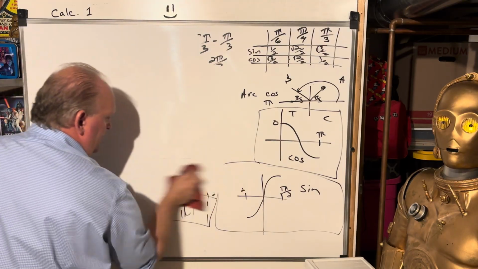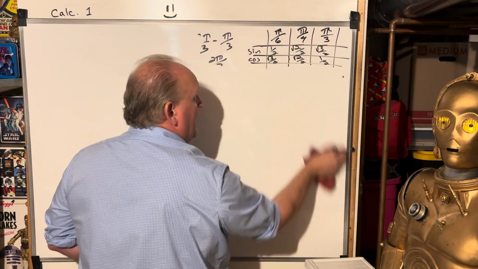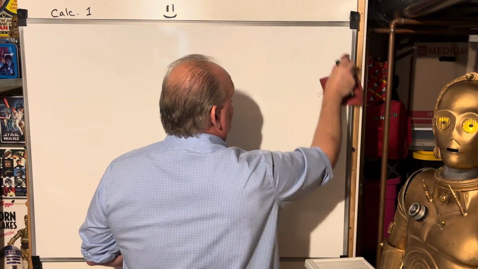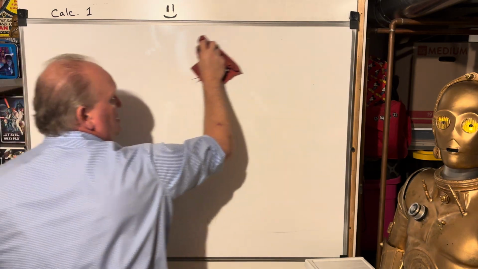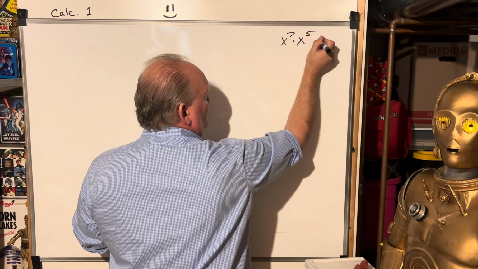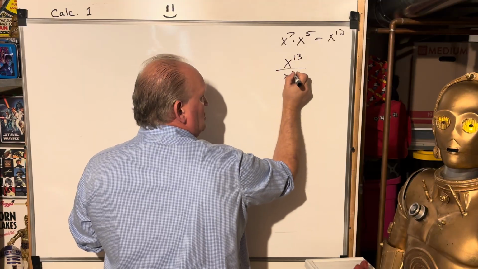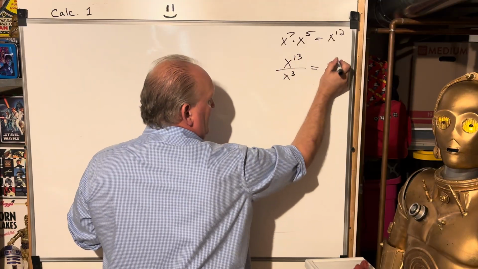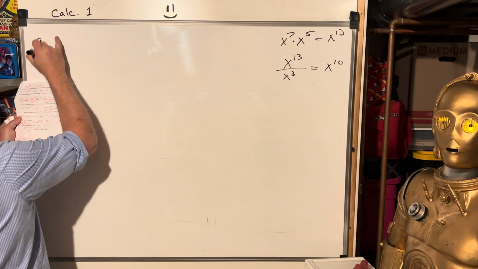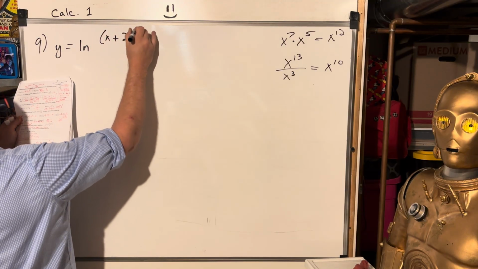Multiply in log land means add, and divide in log land means subtract. That goes all the way back to logs being just a fancy way of writing exponents. If you think about your rules of exponents, when I had x to the 7th times x to the 5th, I took 7 plus 5 and said x to the 12th. When I had x to the 13th over x to the 3rd, I took 13 minus 3 and said x to the 10th.